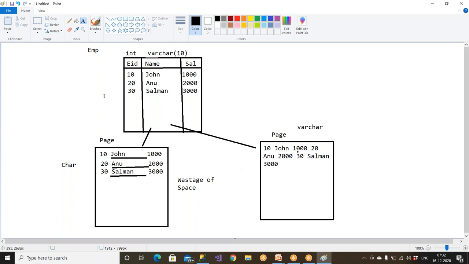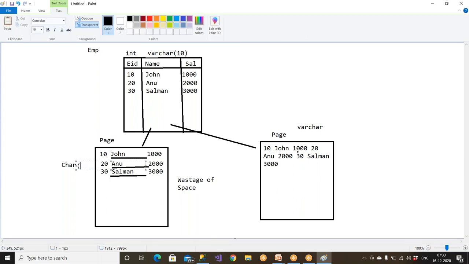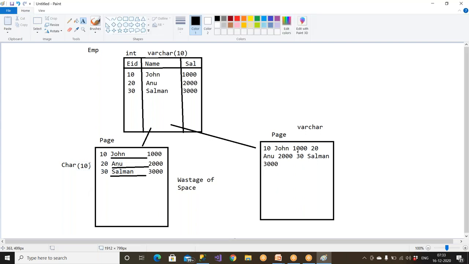Clear? See, varchar or character 10, what does it mean? The maximum you can store is 10 characters. You cannot cross more than that. That means you can have 1 letter or up to 10 letters. So in this case, I have stored only 3 letters, but the maximum you can take is 10 characters. That is the meaning of character 10.